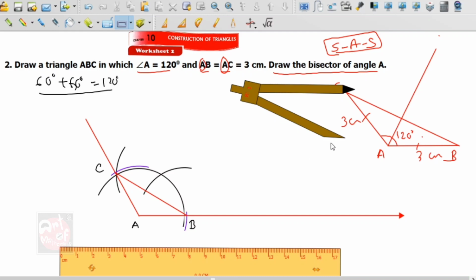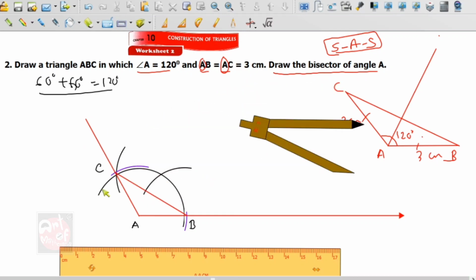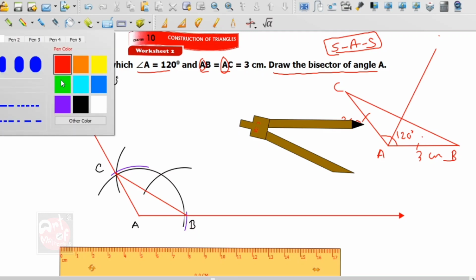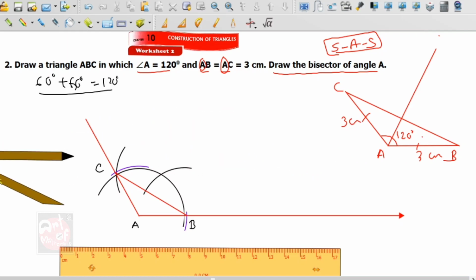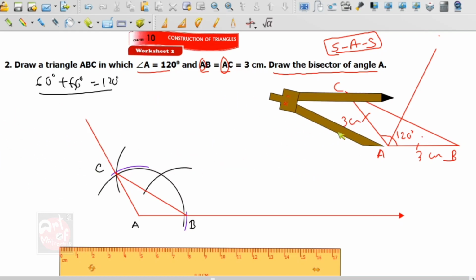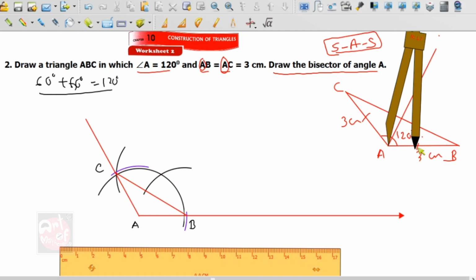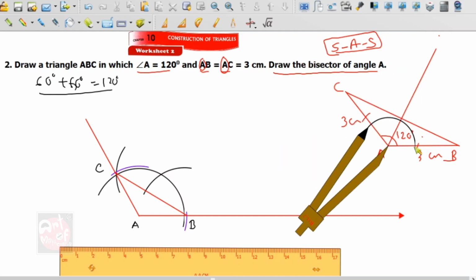Now I have to draw the angle bisector. For that, first you have to cut this kind of arc. Already it is taken for drawing 120 degree. I have already taken it, so no need to do another arc. So what to do? Listen carefully. I am going to show you here as rough work. This is the angle 120 degree. What you are going to do? You are going to draw an arc that intersects both the sides, this point and this point.